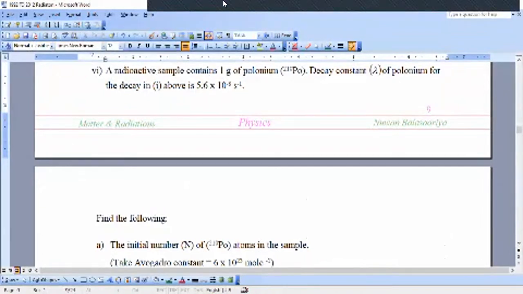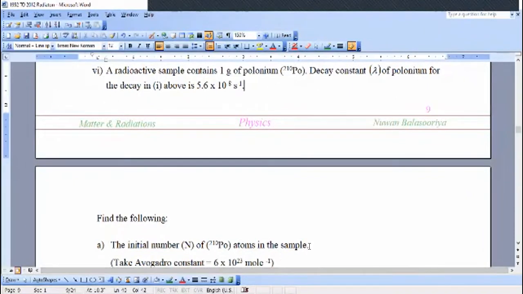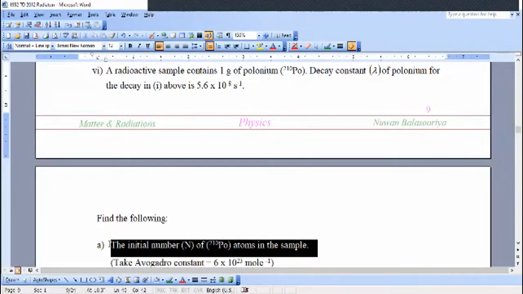A radioactive sample contains 1 gram of polonium. The decay constant of polonium for the decay in Roman number 1, the given reaction, is 5.6 into 10 to the power minus 8 per second. So they have given only 1 gram of polonium. The question asks the initial number of polonium atoms in the sample.